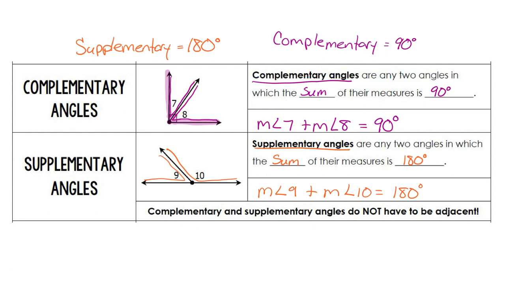Something else I want to point out is that complementary and supplementary angles do not have to be adjacent. These angles might not share the same side. They might not even touch, okay? But they can be. So if two different angles are complementary, that means when I add them together, they equal 90 degrees. If two different angles, or maybe three different angles, are supplementary, that tells me when I add them all up, if I hear the word supplementary, that is 180 degrees.